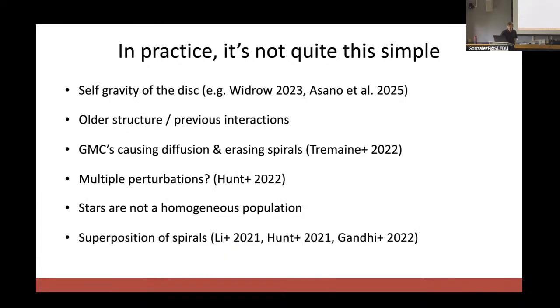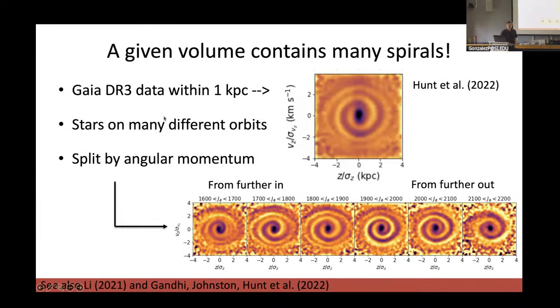But for the superposition, this is the Gaia data within 1 kiloparsec. We see this nice clean phase spiral. But we have stars on many different orbits, right? We have some that come from the inner galaxy, radially eccentric, visiting the solar neighborhood, spend most of the time further in. And we have the opposite, right? We have stars that spend most of the time in the outer disk, and they're just visiting us now on the inner part of the orbit.